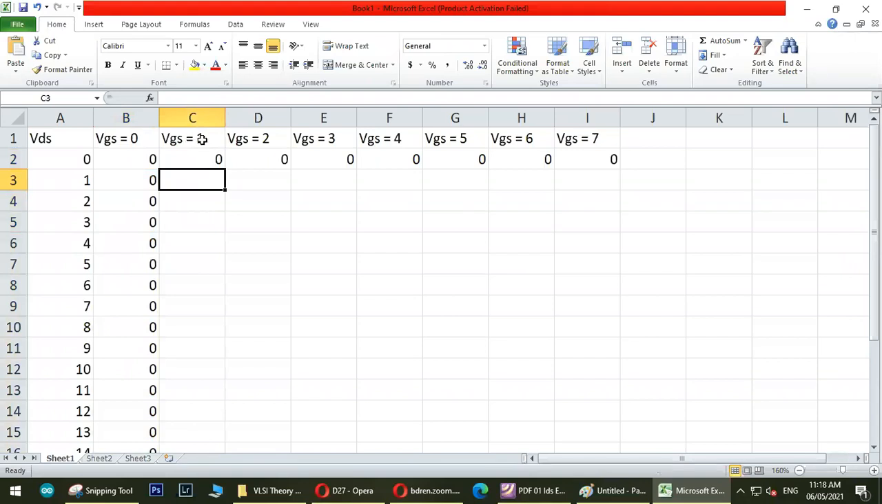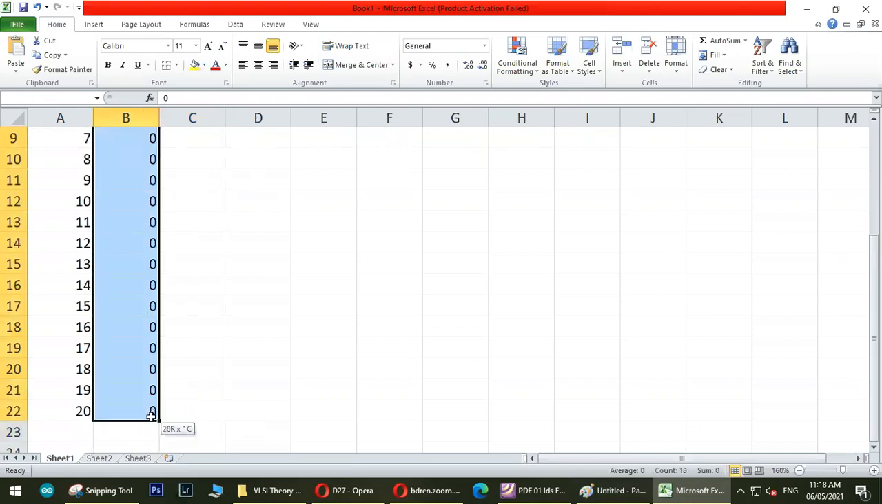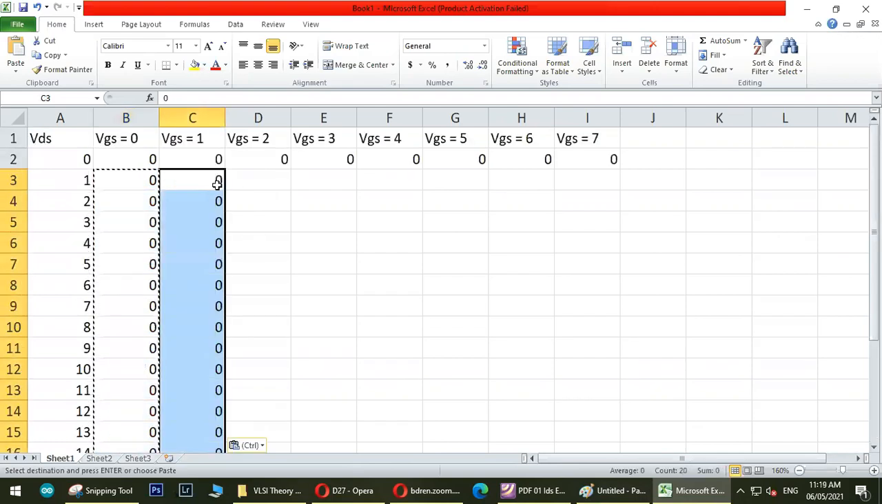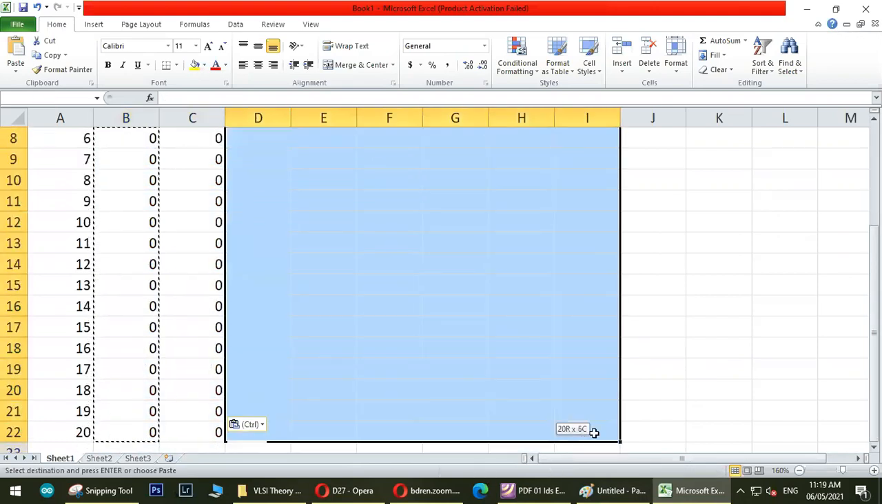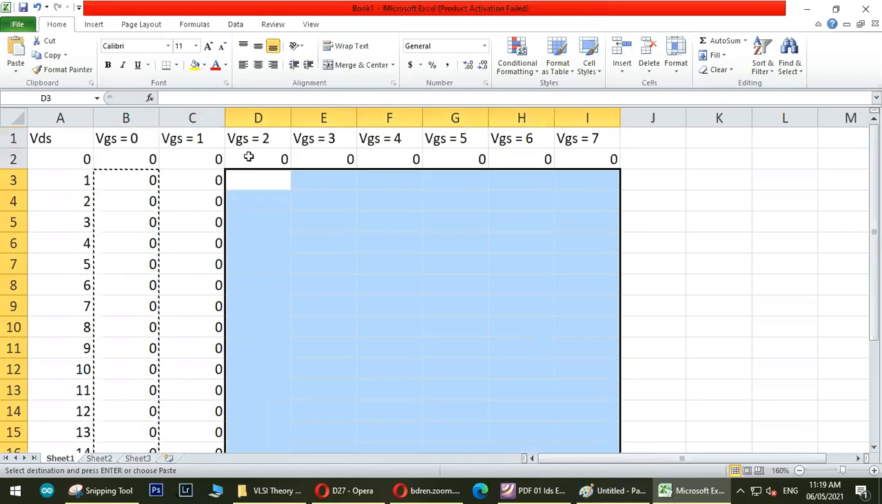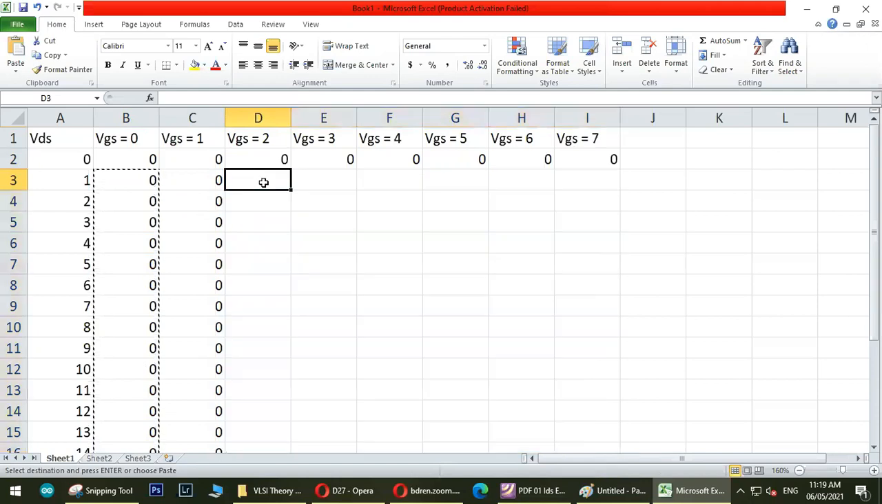This one, your VGS is 1 volt, but still it is not greater than VT. So it will be 0 as well. It should be more than VT. Now here, these segments, that means where your VGS is more than VT, we will have some result. Okay, so let's find out the result.